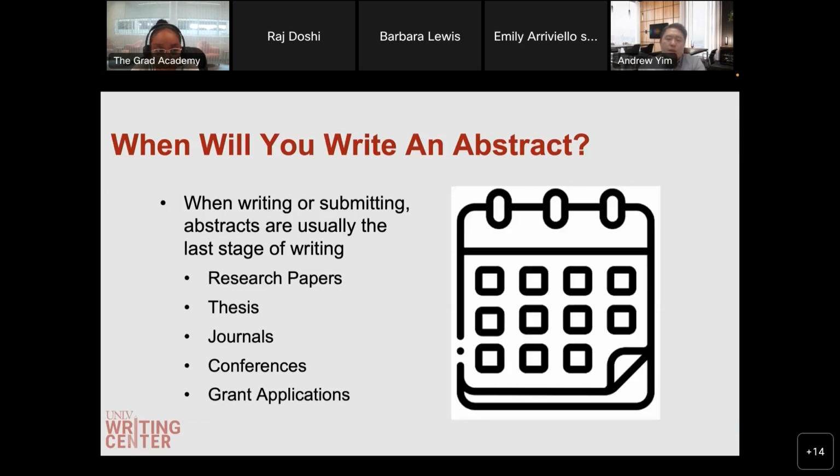And I put a little calendar here as a screenshot, because when you write your abstract, you want to be very mindful of how you plan it in the writing. So again, remember, save it for the very end, after you're done with the initial draft.